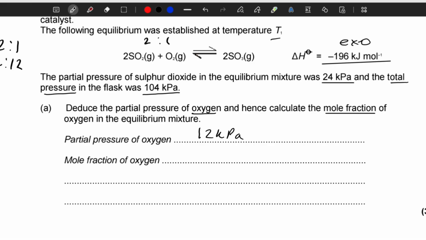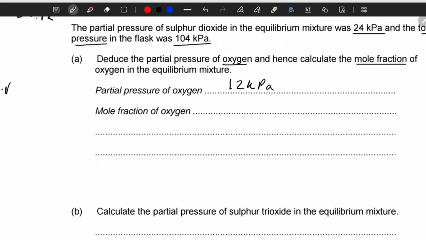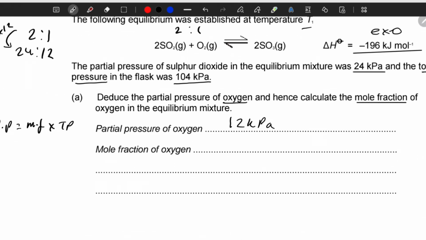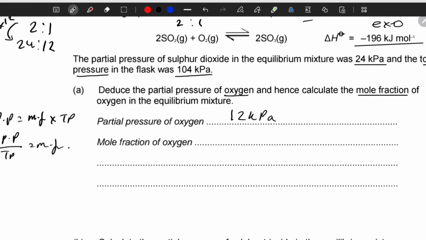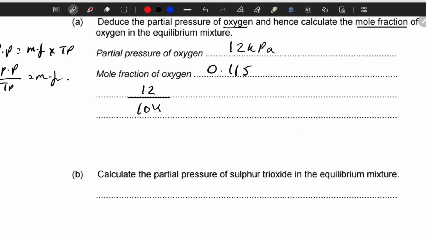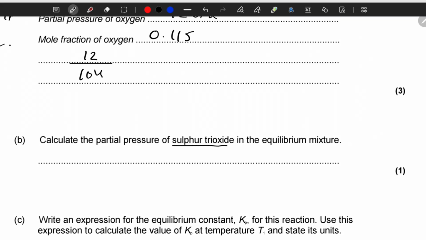But we don't have the number of moles here, so we can use the equation. The partial pressure is equal to the mole fraction times the total pressure. And here we have the total pressure, which is 104 kilopascal. So the partial pressure over the total pressure equals the mole fraction of oxygen. So we do 12 divided by 104, which gives us 0.115, to 3 decimal places.